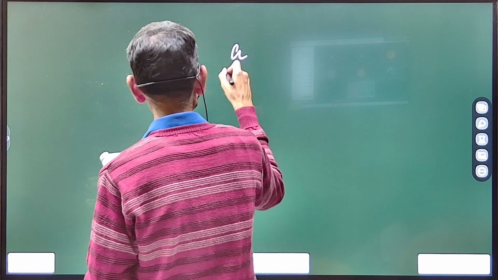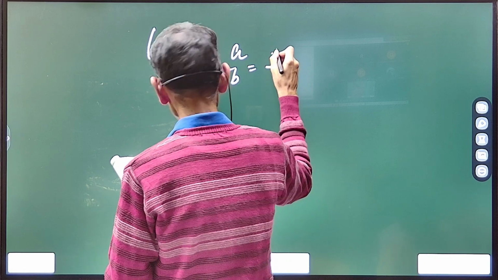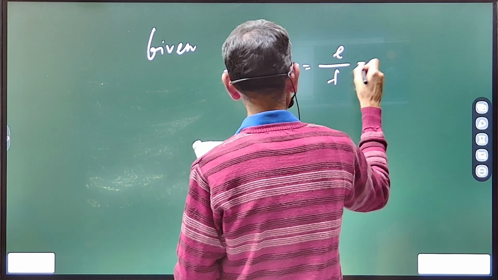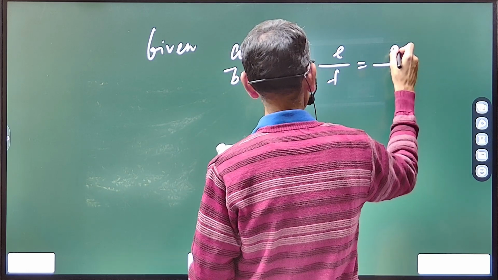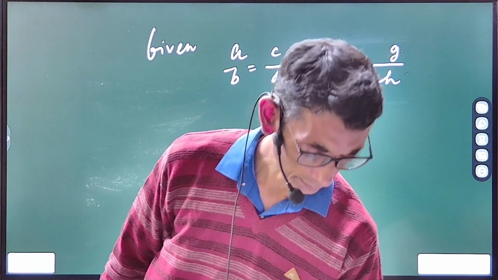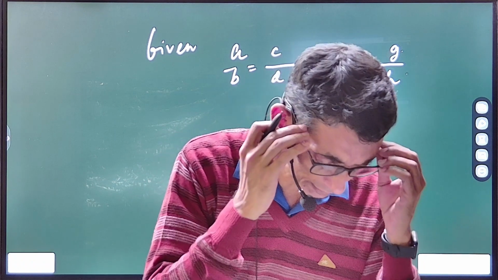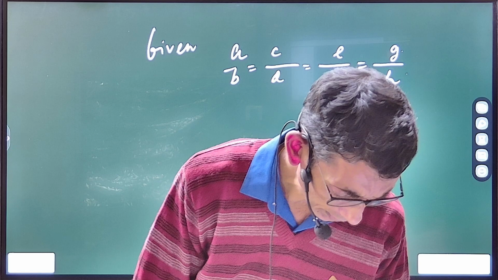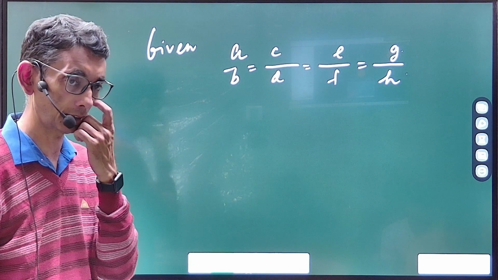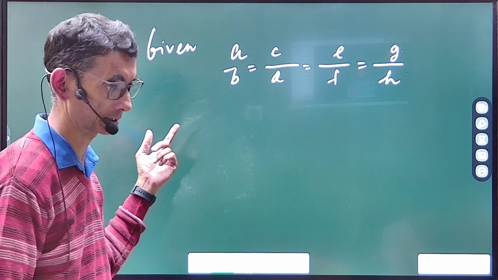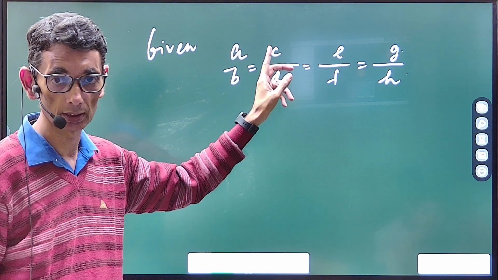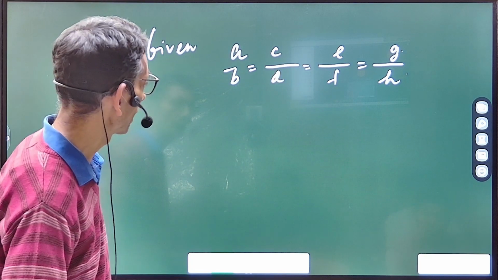Given a by b is equal to c by d is equal to e by f is equal to g by h. Okay, it is given. Right, so here you see that they have multiplied a c e g and b d f h. So this is not to be done like the previous questions. In the numerator it's not like a plus c plus e plus g. It's not given like this. It is multiplied, right? Okay.